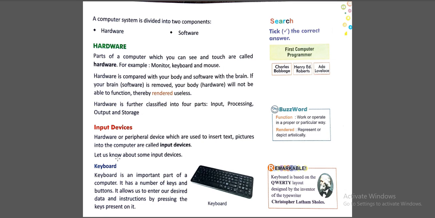Let us know one by one some of the input devices. First one is the keyboard. Keyboard is an important part of the computer, through which we can enter text and pictures in the computer system. And by entering the things in the computer, the main thing is to use the keyboard.